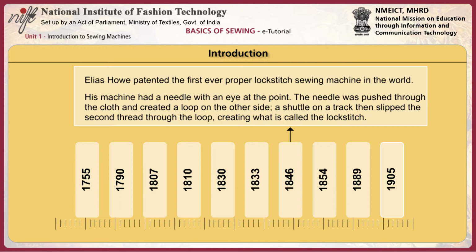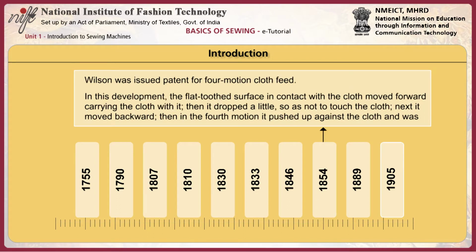A shuttle on a track then slipped the second thread through the loop, creating what is called the lock stitch. On December 19, 1854, Wilson was issued a patent for the four-motion cloth feed.